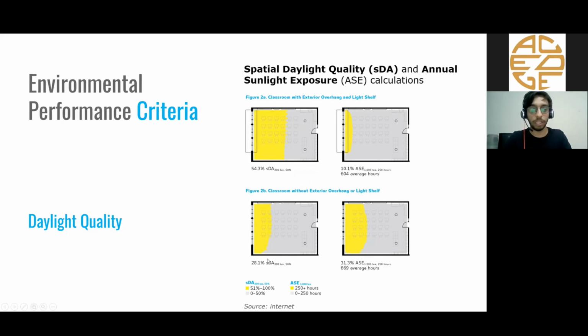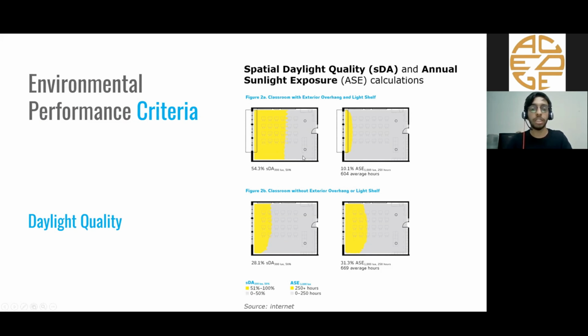So see here we have this example. This is our base case. Here we do not have any light shelf. So here there are two metrics that are being calculated. We have spatial daylight autonomy, SDA, and annual sunlight exposure.